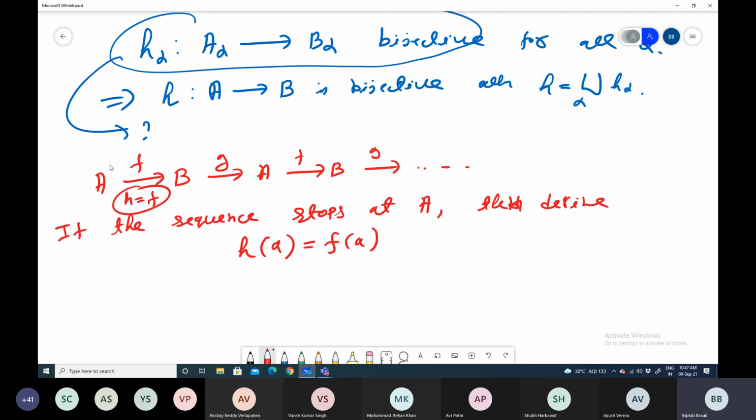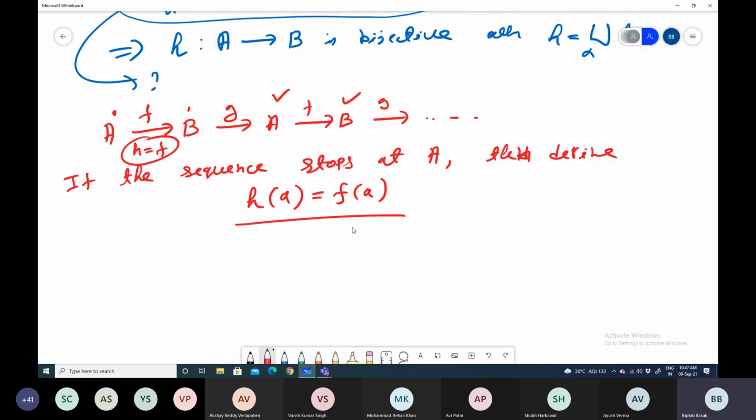See, this element goes to this element goes to this element. In this way, you can define a bijective function. So for that particular chain, you can define a bijective function. Just take H equal to F. By taking H equal to F, you will have a bijective function for that chain or for that partition A alpha.